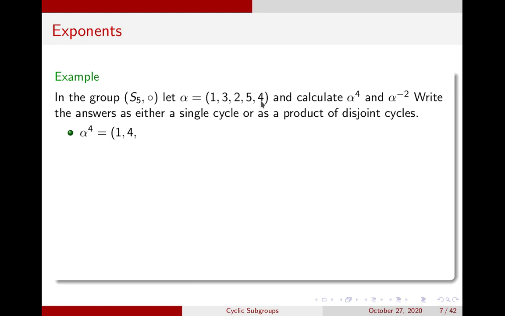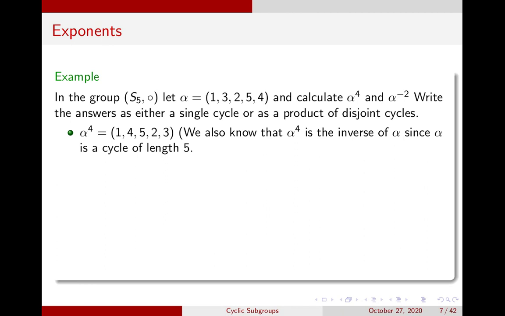And similarly, we could now apply alpha 4 times in succession to the number 4. 4 goes to 1, that's once. 1 to 3 is the second application. 3 to 2 is the third. And 2 to 5 is the fourth application of alpha to the number 4. The net effect is that 4 goes to 5. And similarly, 5 goes to 2, and 2 goes to 3, and 3 goes to 1. So that closes the cycle. So there's alpha to the fourth, calculated in more or less a single step.